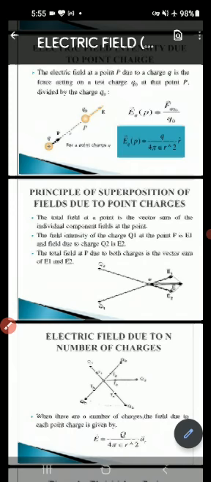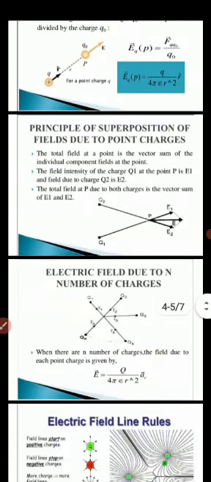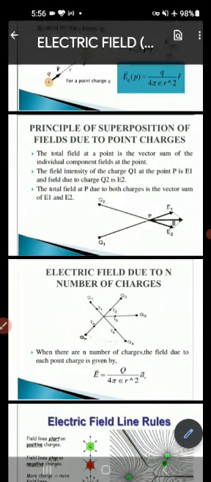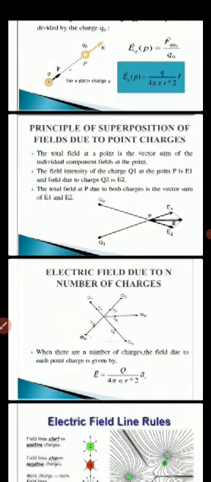Our next topic is the principle of superposition of charges. It is defined as: the total field at a point is the vector sum of the individual components at that point.